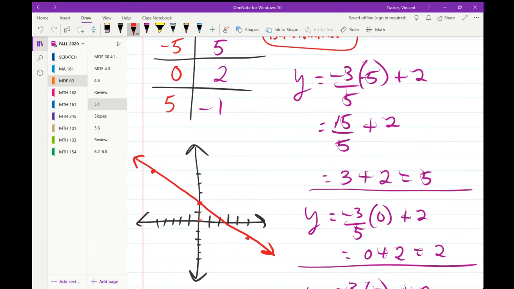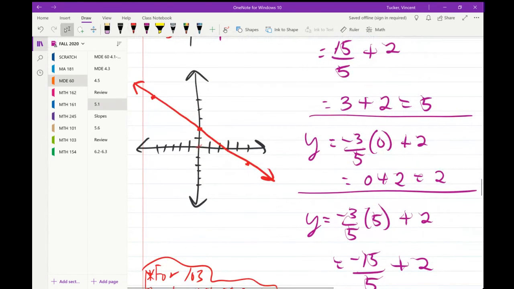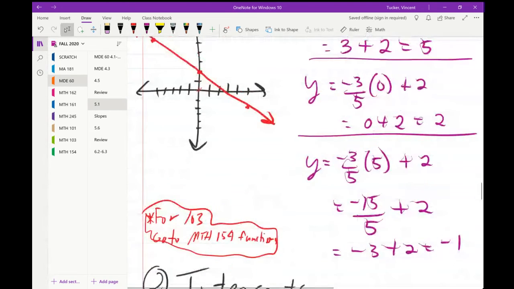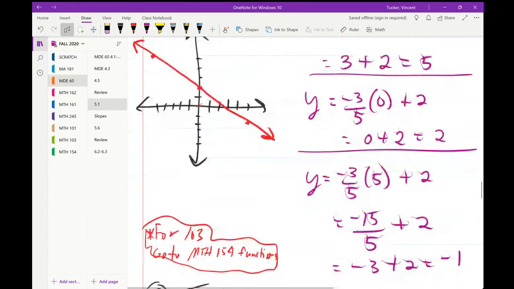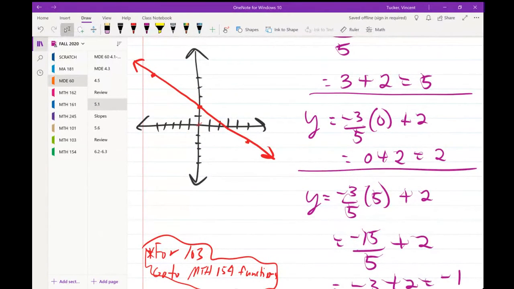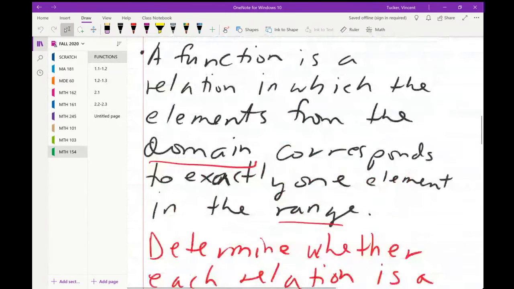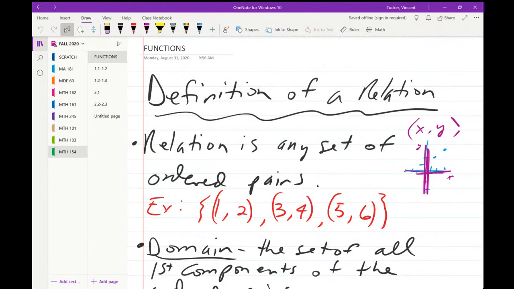All right. Questions on anything before we talk about one last thing in this section? All right. So then the section goes into functions.